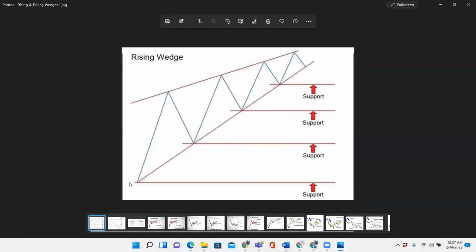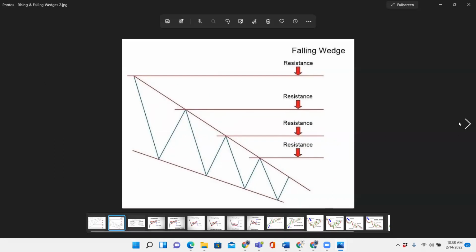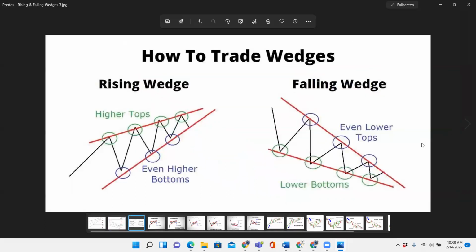So one last time, we have our starting point, we have our higher high, our higher low, higher high, higher low, higher high, higher low, higher high, higher low. That would be in our rising wedge. In our falling wedge, we have our starting point, we have our new low, we have our higher low, lower low, higher low, lower low, higher low, lower low. Perfect. Now that we know what we're looking for, let's look at some patterns.